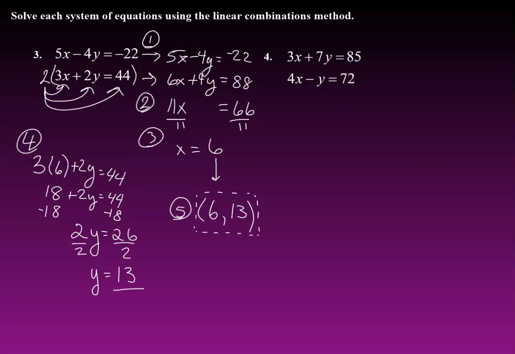So what I'd like you to do now is try number 4 on your own. If we look at number 4, 3 can't be multiplied by anything to get 4, and 4 can't be multiplied by anything to get 3. But if we look at the second one here, we can multiply the second equation by something to get the first one. So my hint to you is that you're going to try to get rid of the y's. Go ahead and do that now.